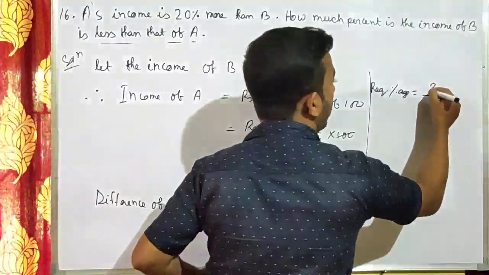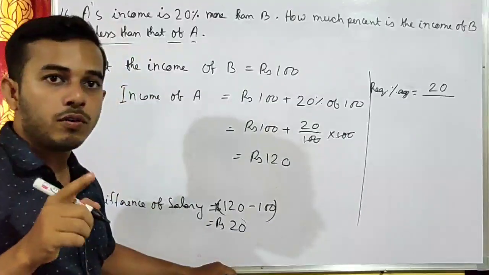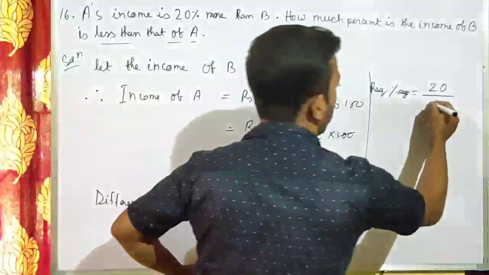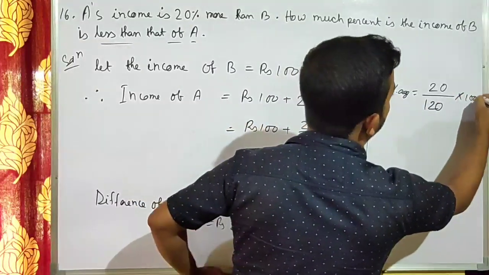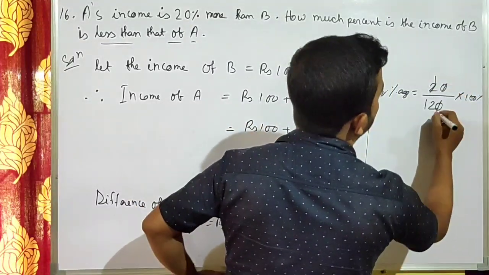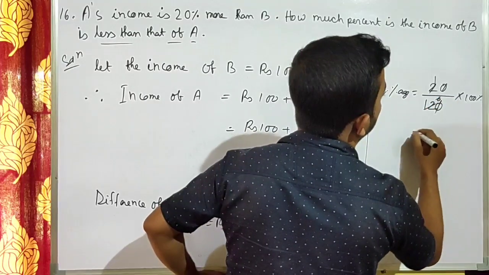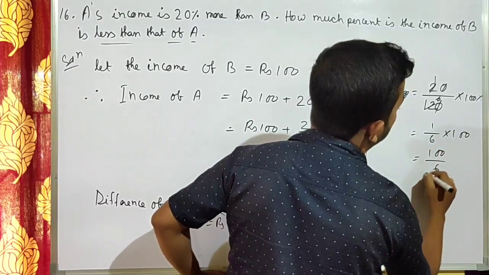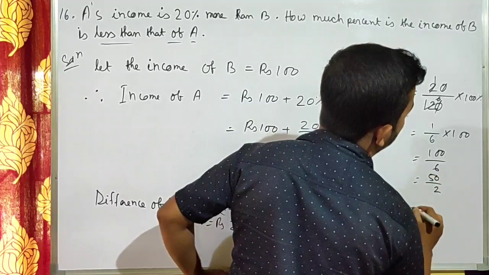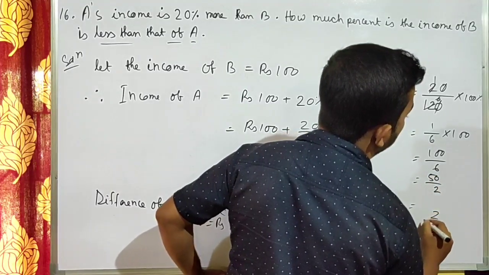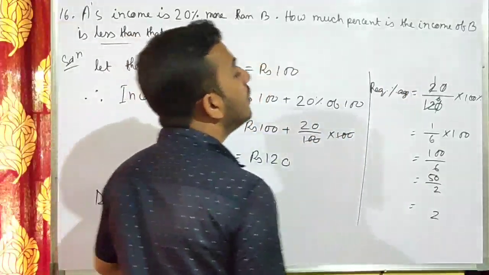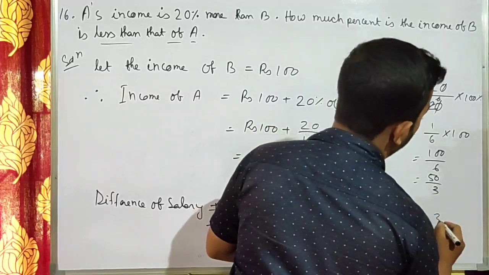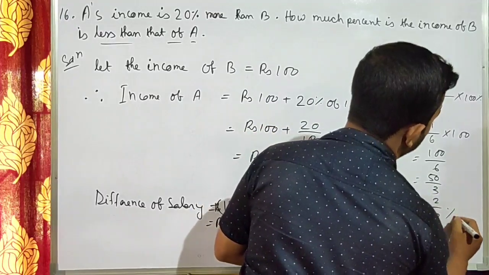Reduced amount is 20. Original amount we consider here is the amount of A. Amount of A is 120, into 100 percent. Cancelling, it is 1 by 6 into 100. So it will be 100 by 6, so it will be 50 by 3, which is 16 and 2 by 3 percent.